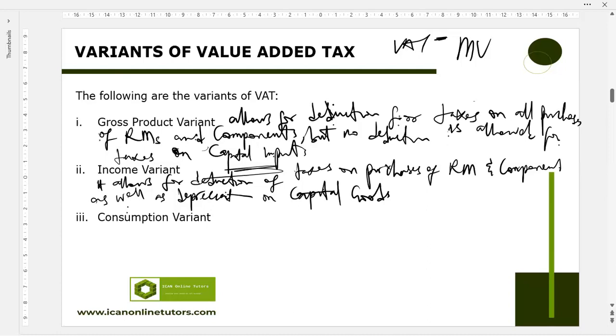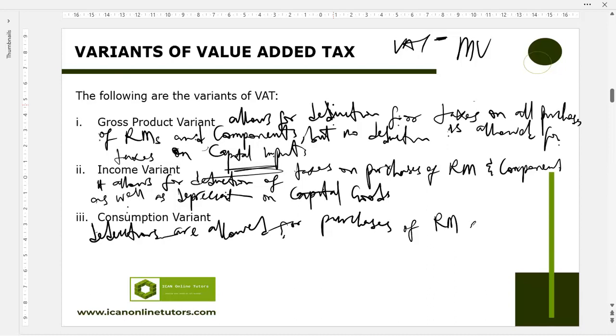So the consumption variant, under the consumption type of VAT, VAT is based on consumption, and that's where we are going. In this place, deductions are allowed for purchases of raw materials and components, and capital goods. So this means that the base of tax is consumption.